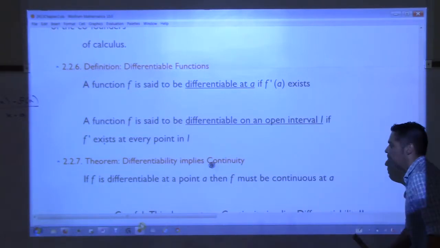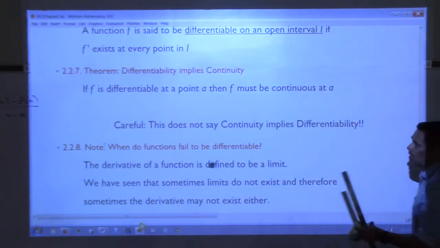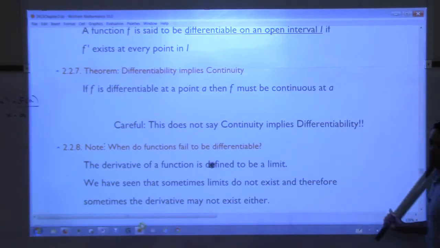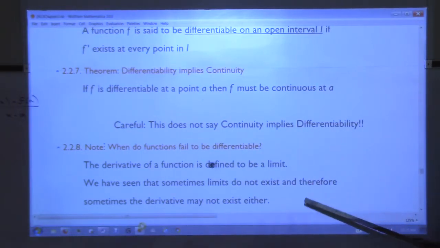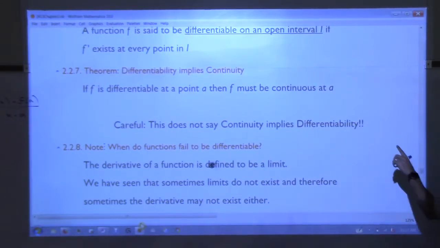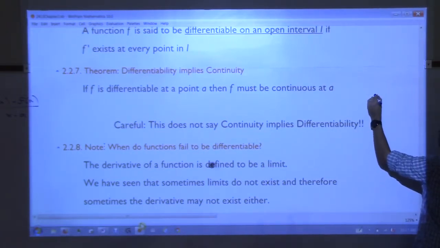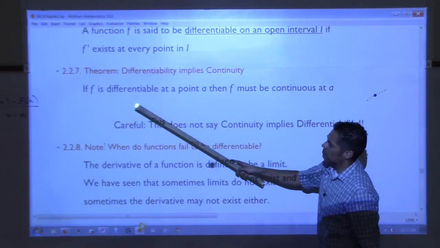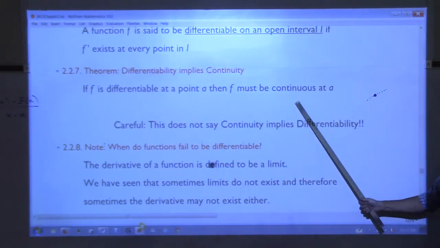All right, now this very important theorem. Differentiability implies continuity. If your function f is differentiable at a point a, then f must be continuous at a. Careful, this does not say continuity implies differentiability. So let me try and give you a visual of what's happening. Let's say I have some function and I tell you at some point that the derivative exists, that the slope of the tangent line exists. This theorem says that if it's differentiable there, which means the slope of the tangent line exists, then it must be continuous there.